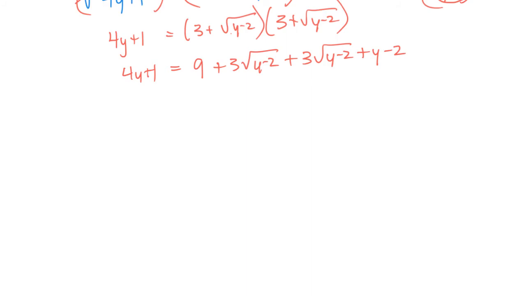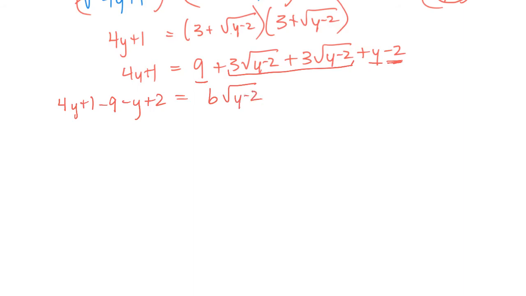Now I've got a bunch of stuff here. What I probably want to do is collect those radicals and isolate them. So let's move everything over to the left side that's not a radical. So 4y plus 1, move this over, minus 9. Move this over, minus y. Move this over, plus 2. Is equal to, if I add those together, that becomes 6 root y minus 2.